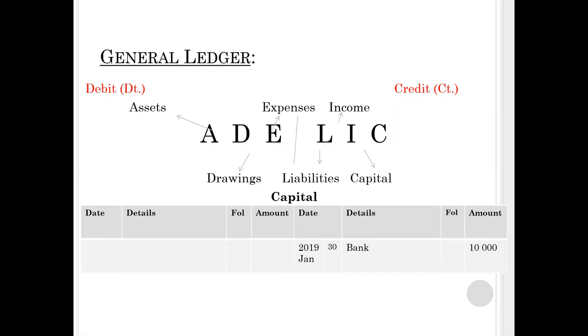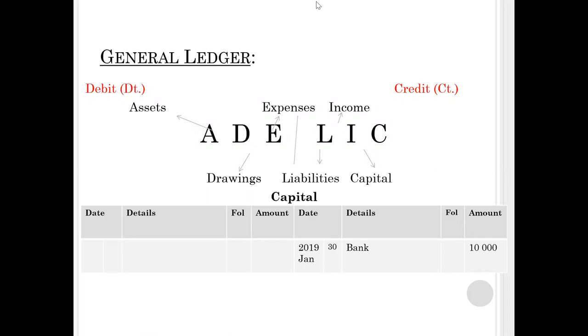Then again, there's an example of a capital T account. So if you look at Lady Adelik, you must first decide on which side of the account you're going to do the entries, and C for capital, you have to write it on the credit side. All right, look at how it was entered. First was the date, the year, the month, and in the second column, the day on which the transaction happened.